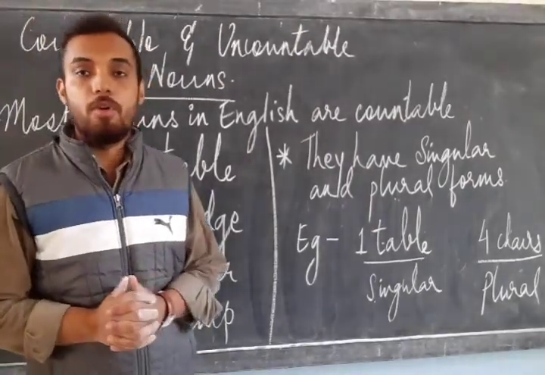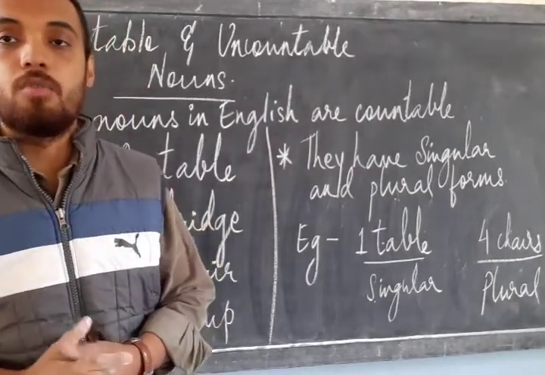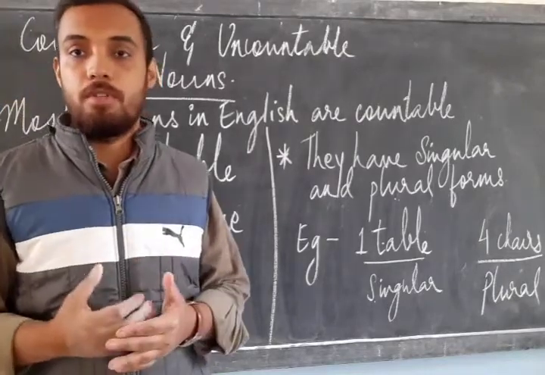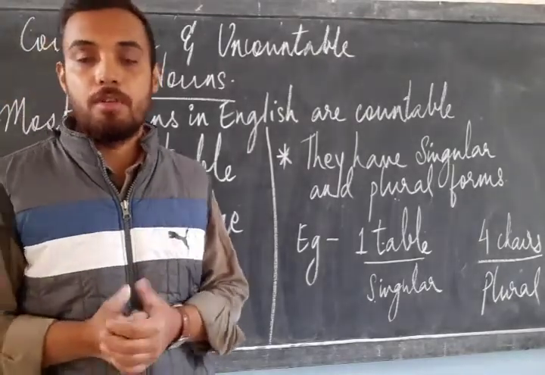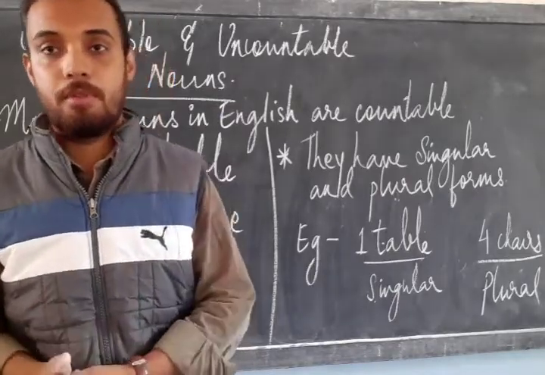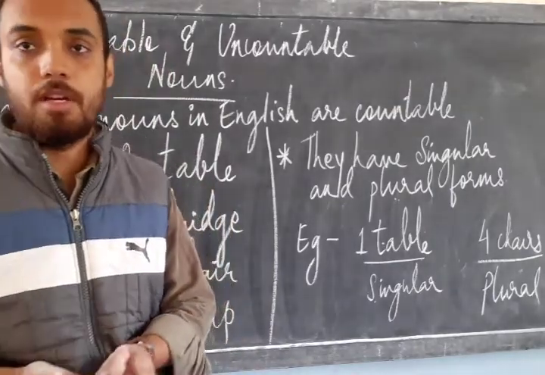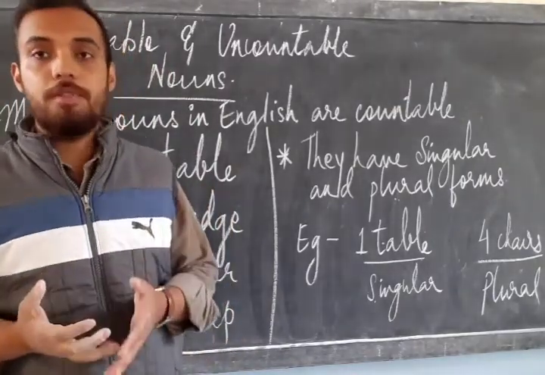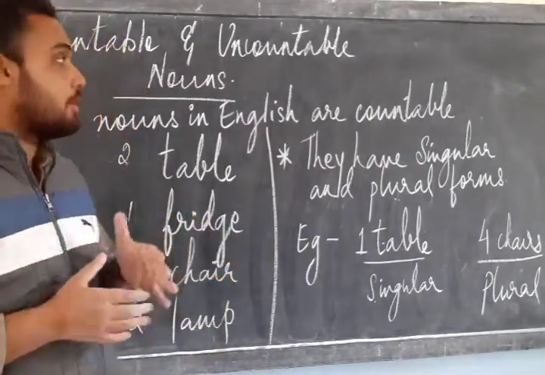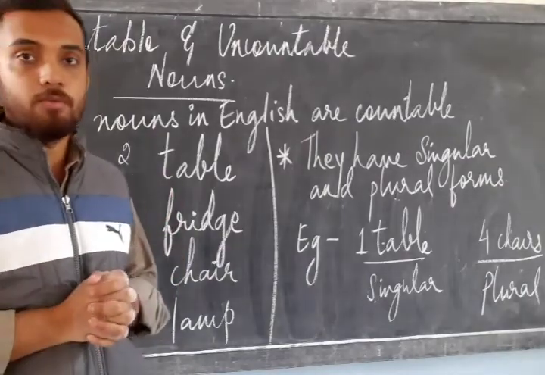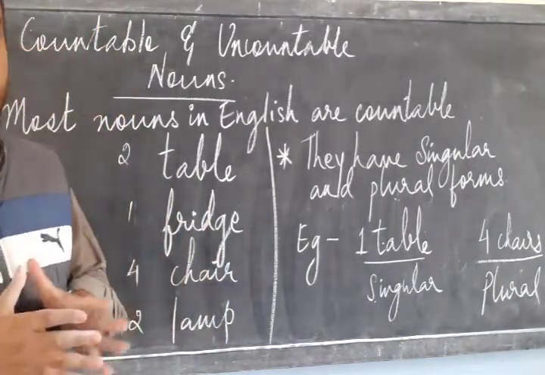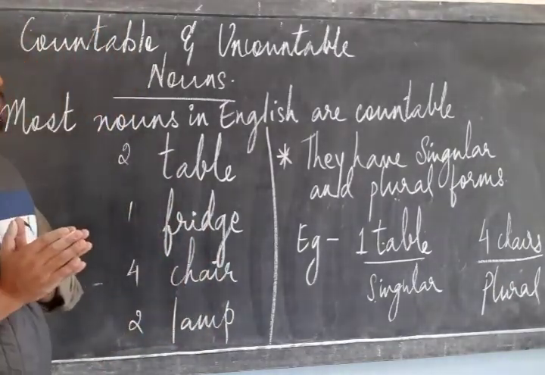In today's video we are going to discuss countable and uncountable nouns. In the English language we have nouns, and nouns are called naming words: the name of an animal, place, or a thing, and they have different types: proper noun, common noun, abstract noun, concrete noun. All of these nouns we have discussed, and today we are especially going to emphasize countable and uncountable nouns.